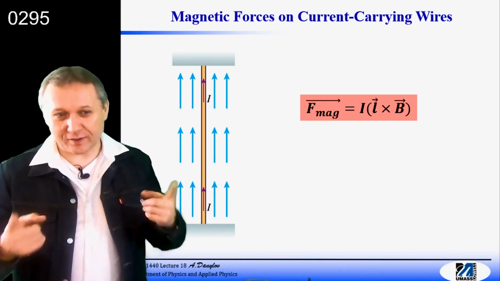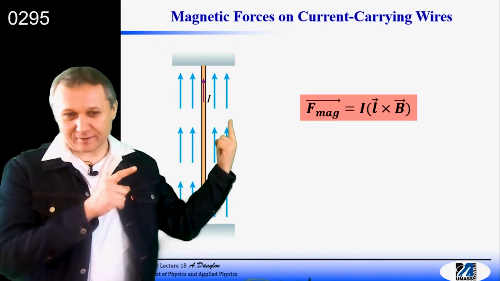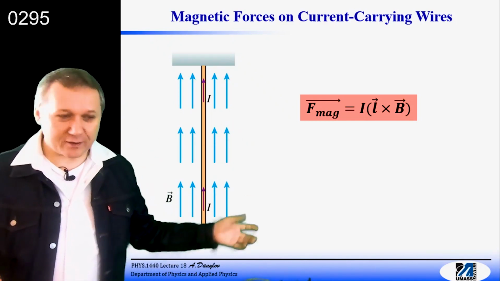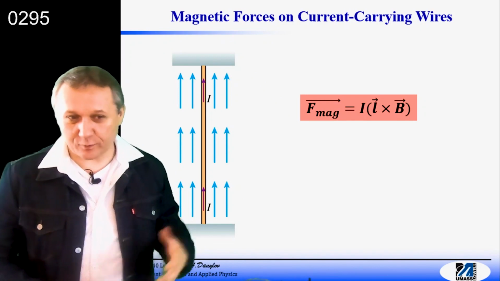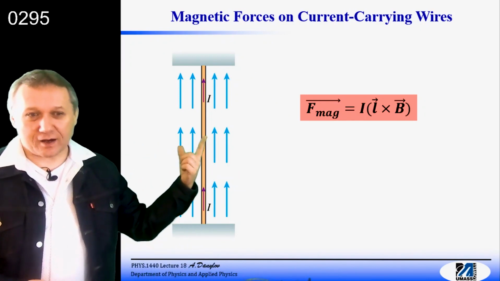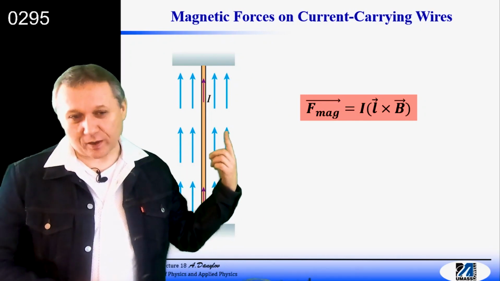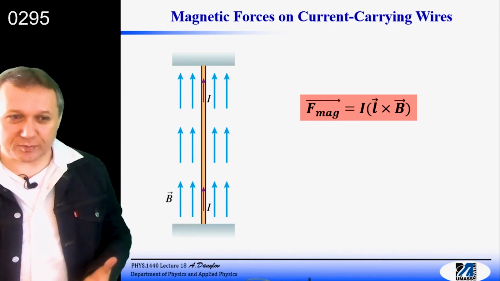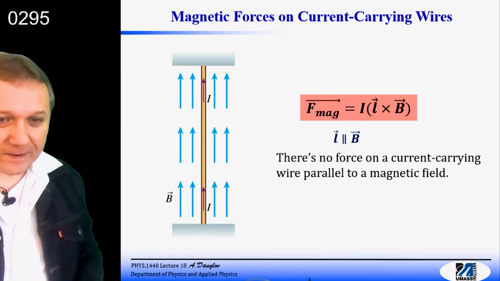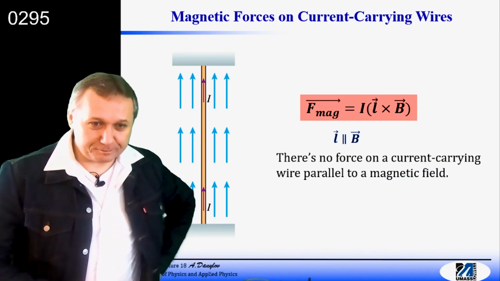Because the angle between them, in this case, is 0. Sine of 0 degrees is 0, so the magnetic force is 0. So in this case, this wire with current is not going to experience magnetic force. So in this case, no force.